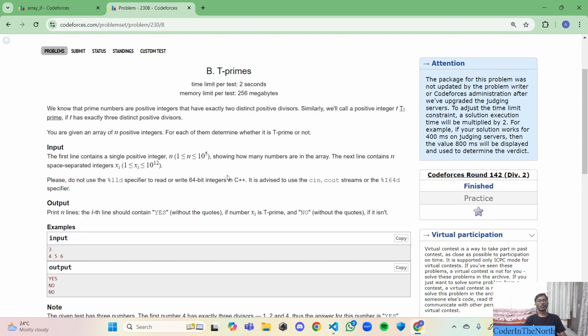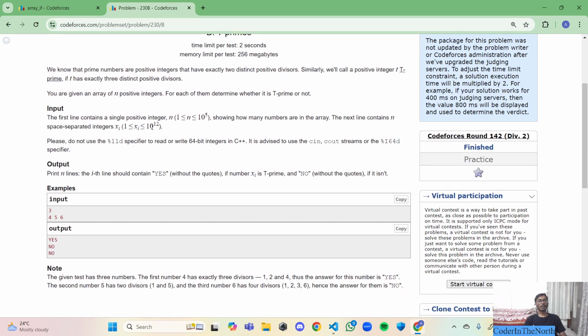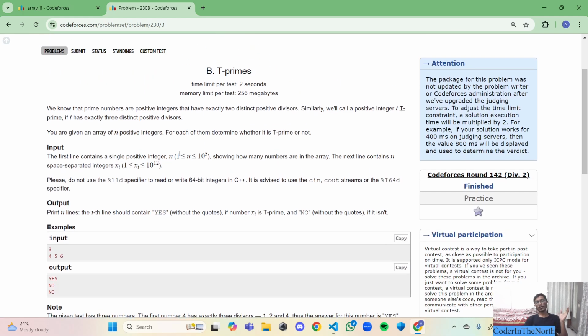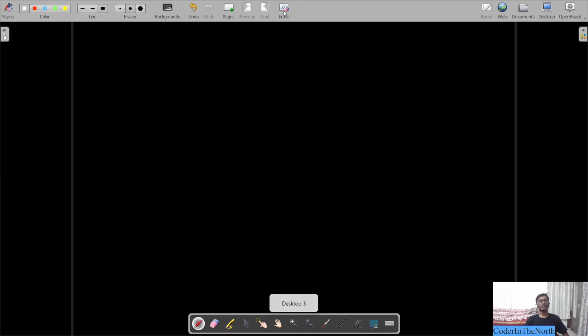So we have numbers up to 10 raised to 12, and what we have to do is just tell whether it's a t-prime or not. And what is the property of a t-prime number? It has exactly three distinct positive divisors. So let's try to solve it. See what it says.